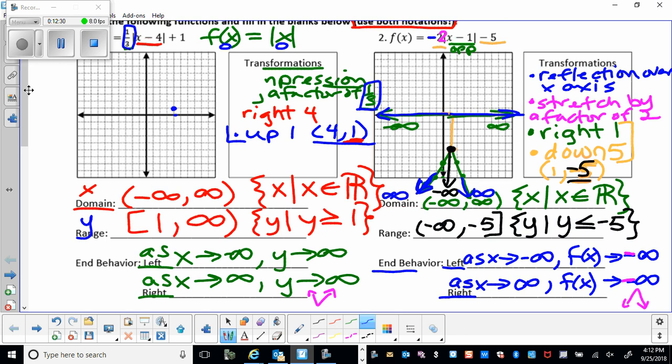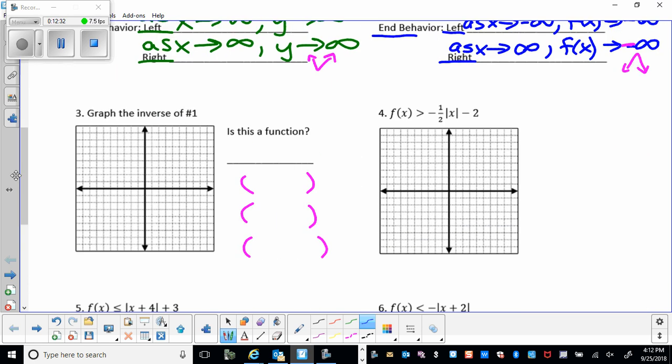Okay, so then the inverse of that would be, the vertex was 4, 1, so the inverse, you switch them, right? So it would be 1, 4. So 1 and then up 4: 1, 2, 3, 4. So that is where the vertex is going to be. And then I'm going to get a point to the right and a point to the left.